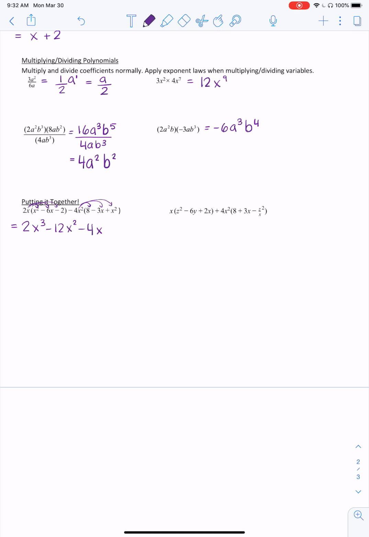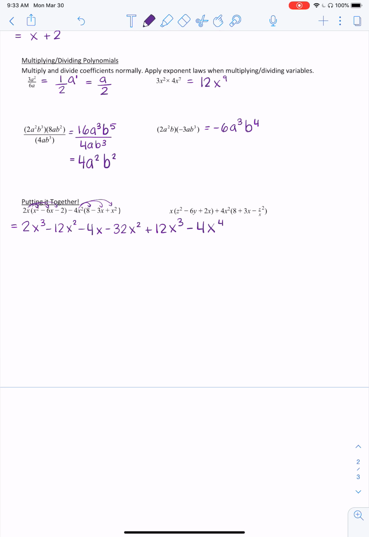And for my next one, negative 4x squared times 8. So I look at my coefficients first. And then my variables, because there's no other variable, we just keep that x squared. Negative 4x squared times negative 3x. Start with my coefficients. So negative 4 times negative 3 is going to give me positive 12. And then I look at my variables. So I keep my base and I add my exponents. And finally, our last one, negative 4x squared times x squared. And then we keep our base and we add our exponents.